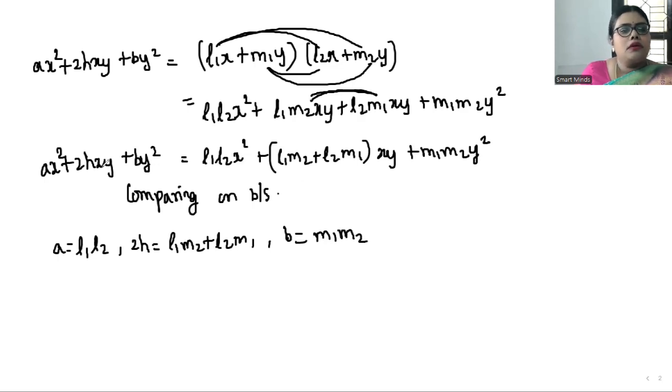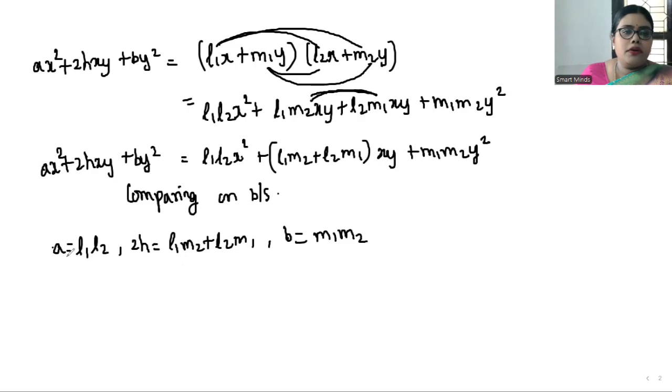Yes or not? Coefficient of x square on left hand side is a. Coefficient of x square on right hand side is l1 l2. So that's why a is equal to l1 l2. Then coefficient of xy on left hand side is 2h. Coefficient of xy on right hand side is l1 m2 plus l2 m1. Same way, y square coefficient on both LHS and RHS is b and m1 m2. So that's why we are equating them.